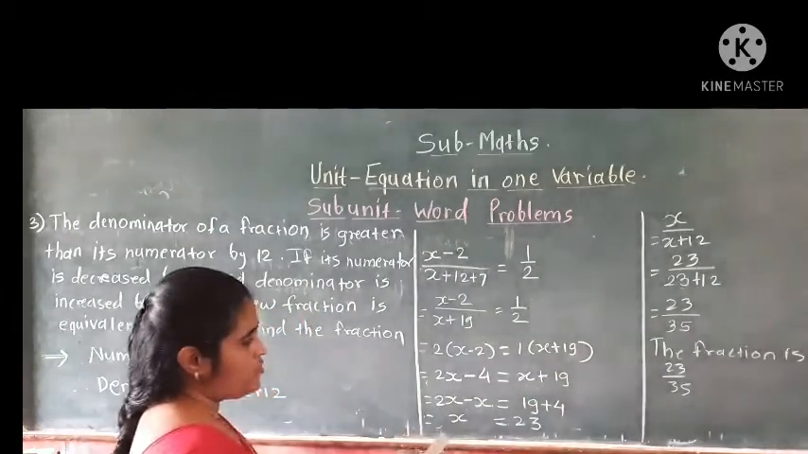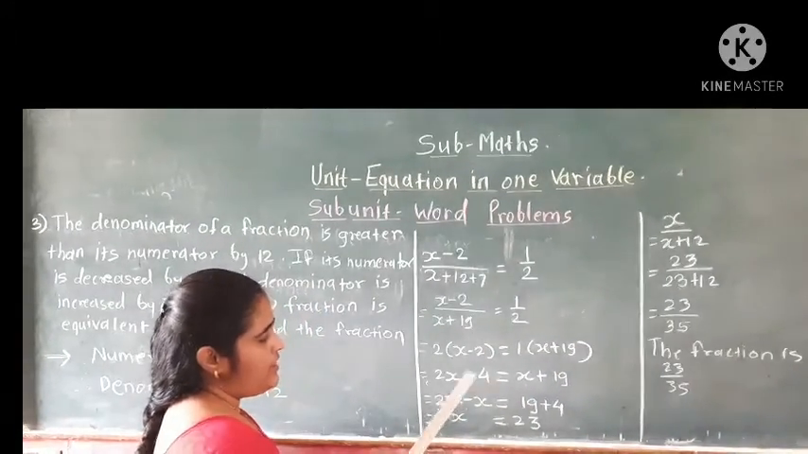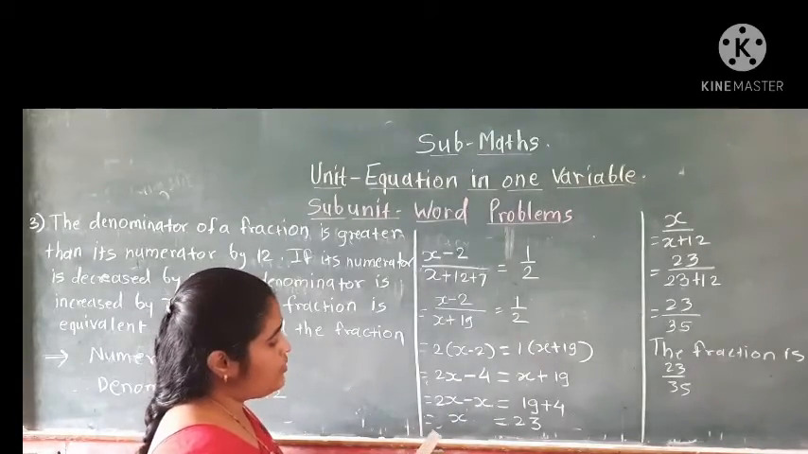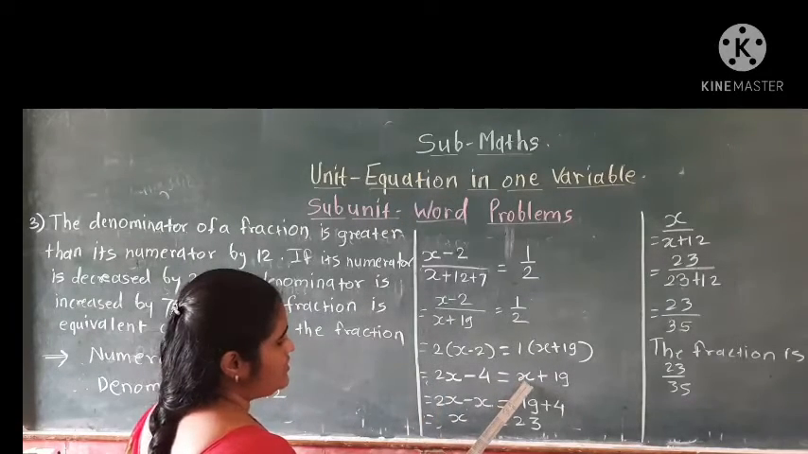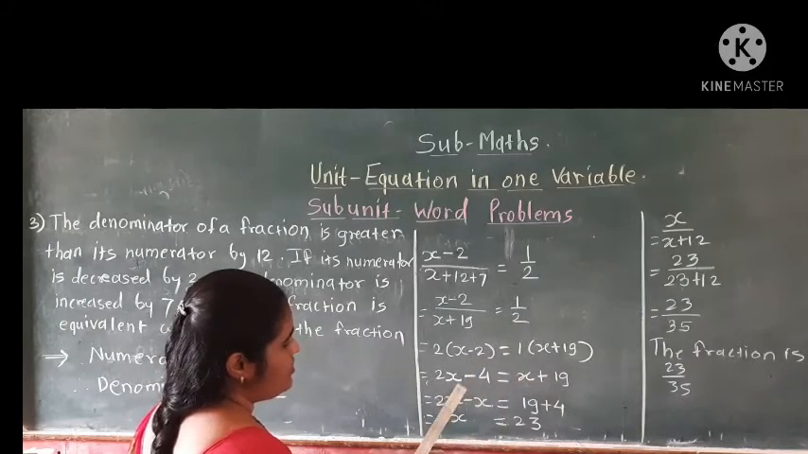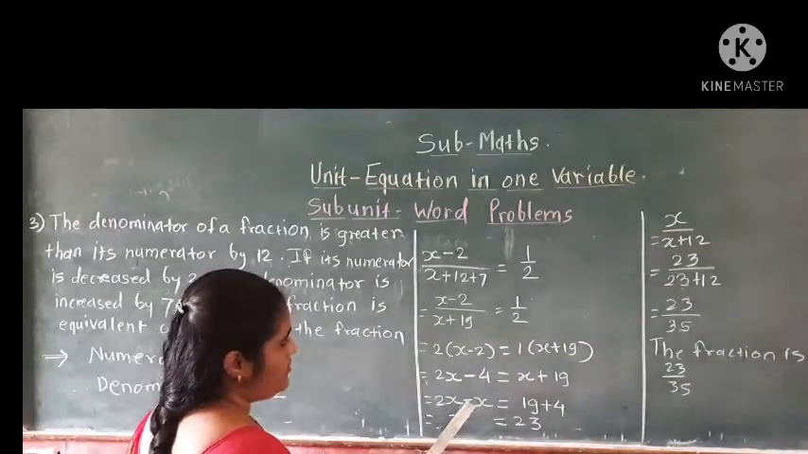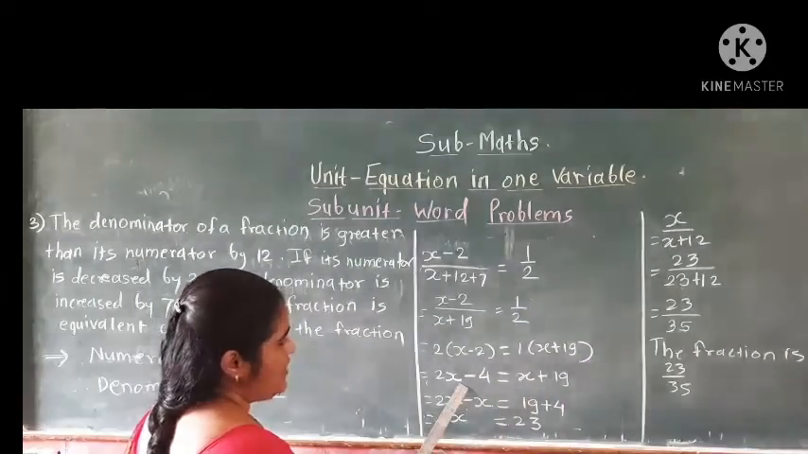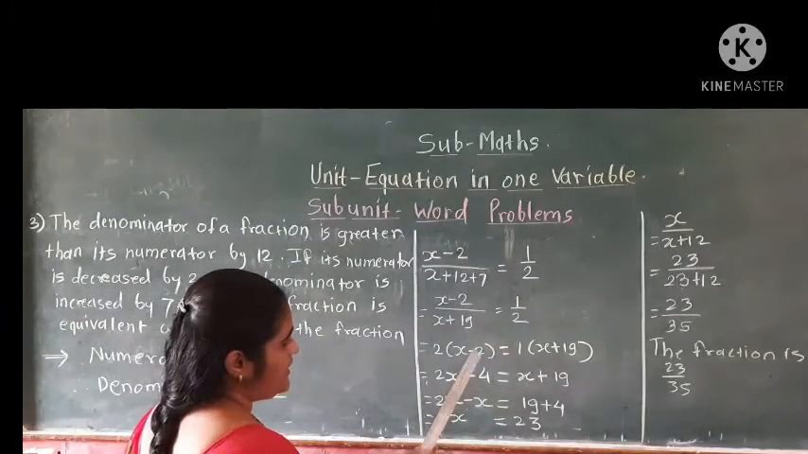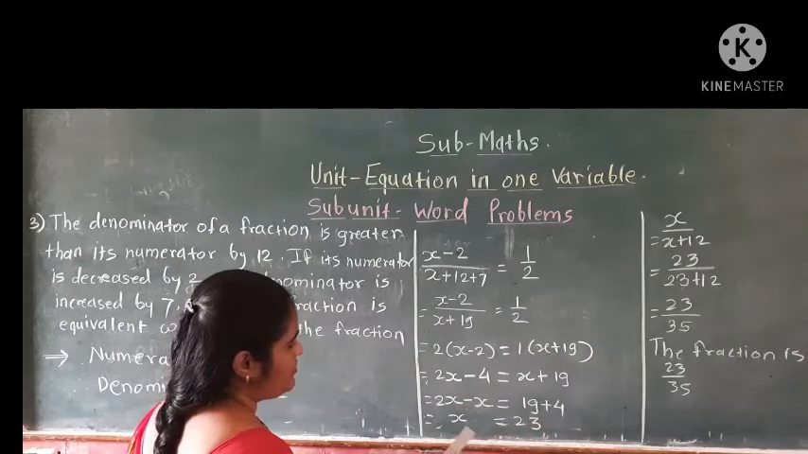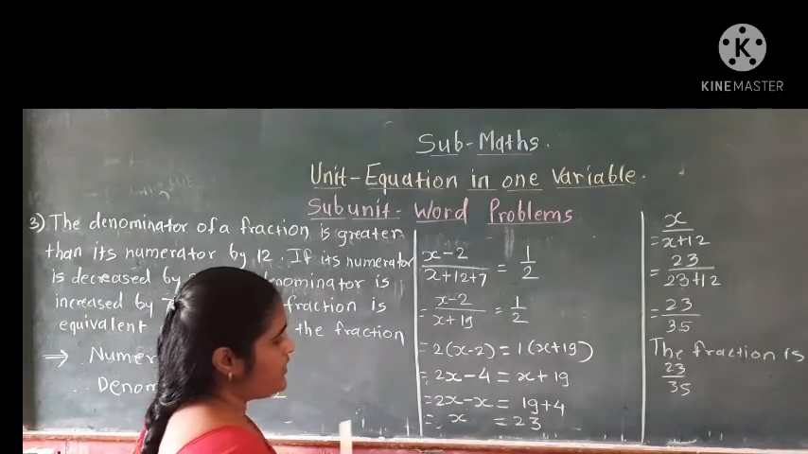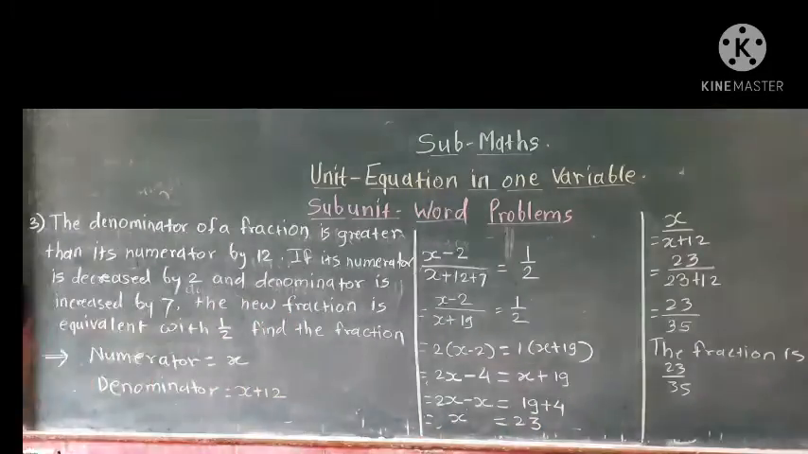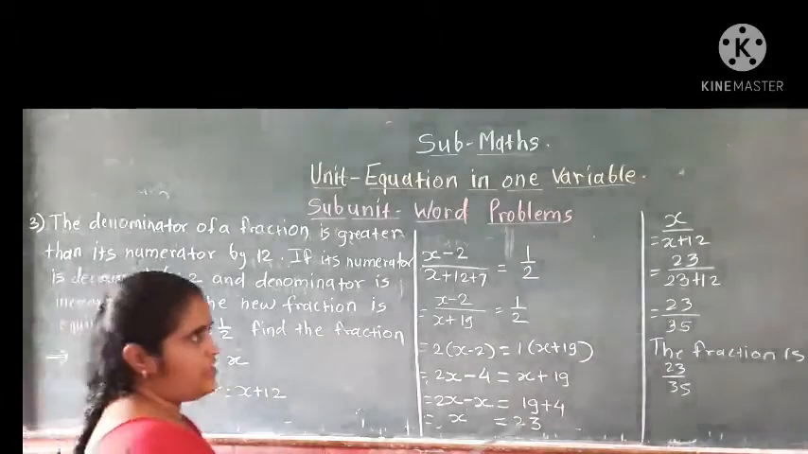We have to transfer the values from right hand to left hand and left hand to right hand, so the signs will change. 2x is written as it is, and this positive x is transposed from right to left, so it becomes negative. 19 is written as it is, and this minus 4 is transposed from left to right, so minus 4 is converted into plus 4. Then 2x minus x is x, and 19 plus 4 is 23. So x is considered for the numerator, so our numerator is 23.